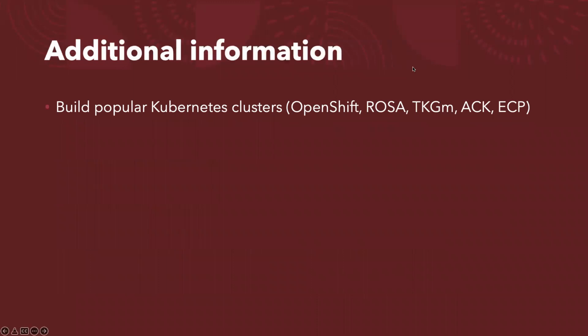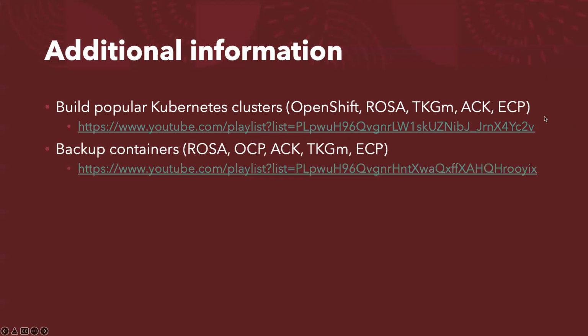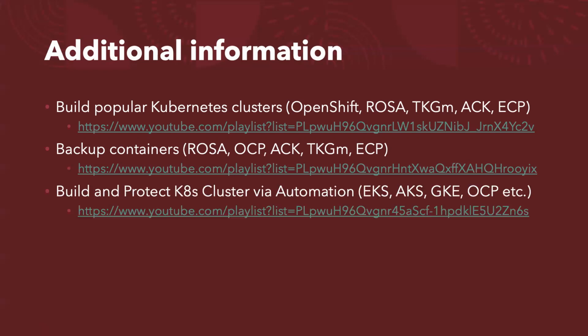Okay, there is a little bit of additional information included here, if you're interested in learning how to build popular Kubernetes clusters, including OpenShift, could be ROSA, that's Red Hat OpenShift Service on AWS, or maybe Tanzu Kubernetes Grid, TKGm, running on the multi-cloud option, or maybe ACK, that's Alibaba Cloud Container Service for Kubernetes, or EPC, that's HPE Ezmeral Container Platform. The first link is how to build the popular Kubernetes clusters. The second link is how to back up the containers. Once you have the cluster running, typically you only need 3 minutes to protect these containers from the popular Kubernetes clusters.